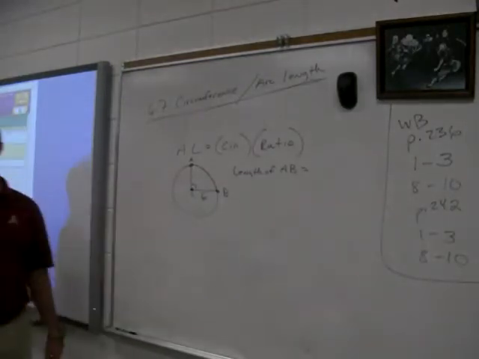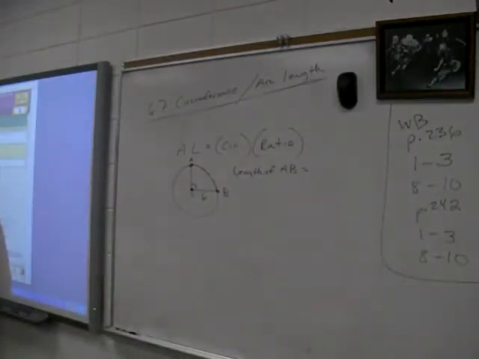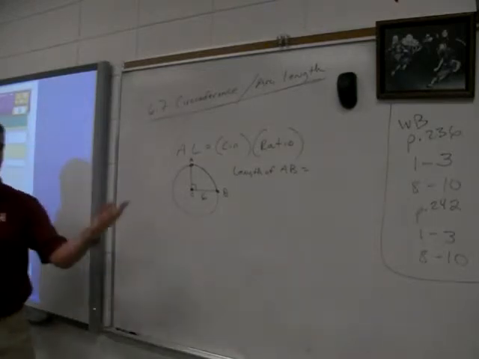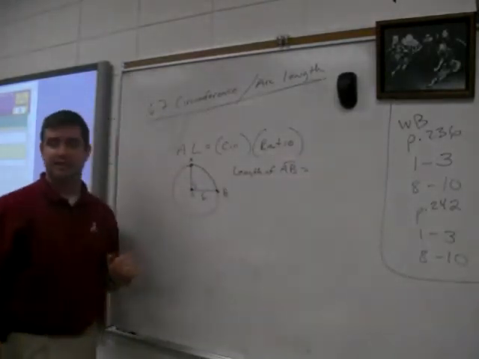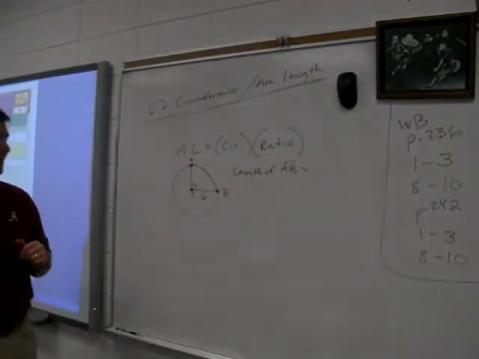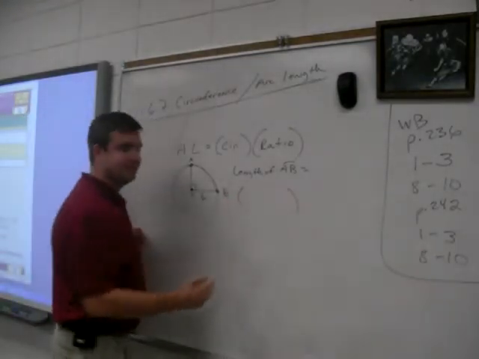All right, so here we go. Notice I have to say the length of AB. I can't say the measure of AB, and I'll show you why in just a second. But that's how the question is going to say it. It's going to say find the length of AB, and it's going to put an arc over the top, like that. Okay?